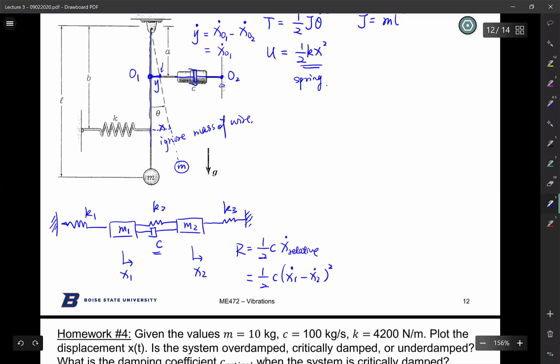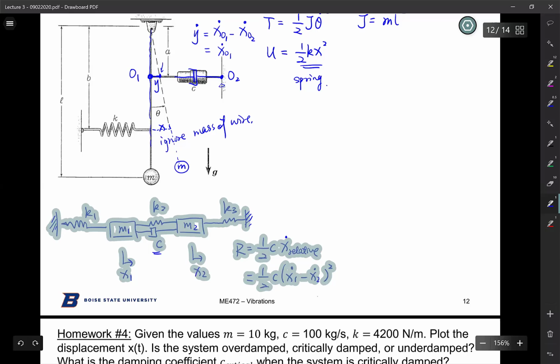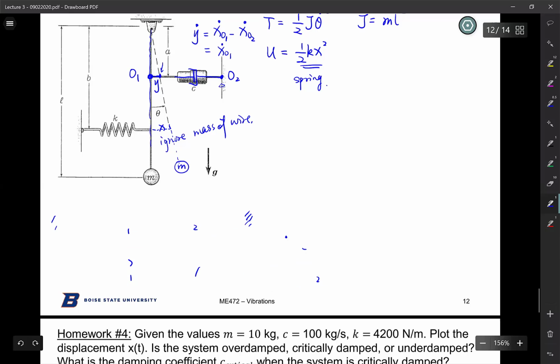Make sense? Okay. You're not going to see these systems for a while. That's almost at the end of the semester. You're going to see these around Thanksgiving.